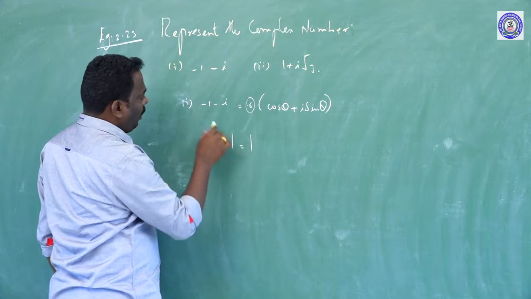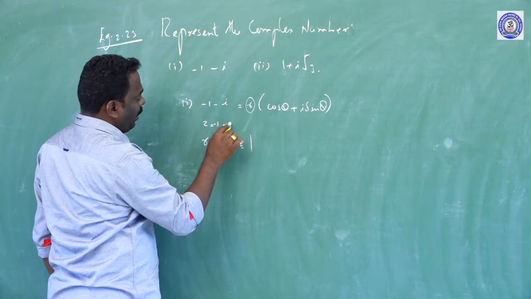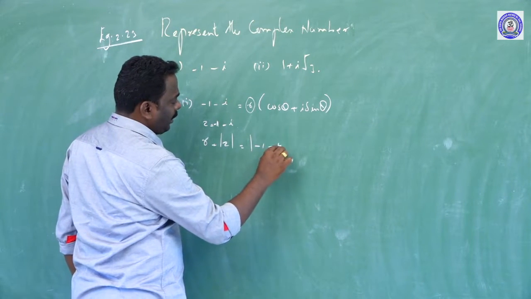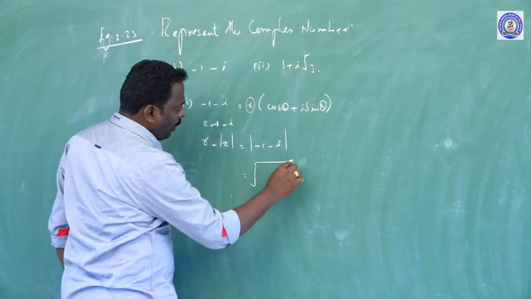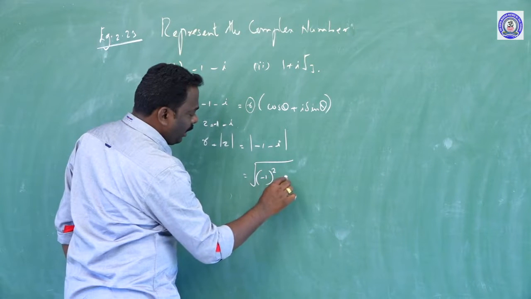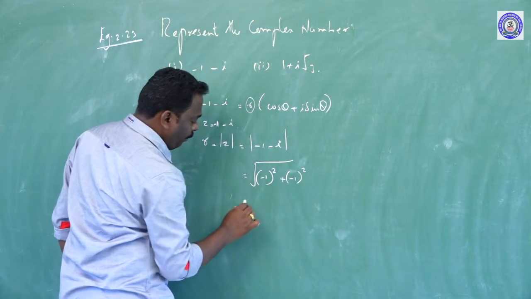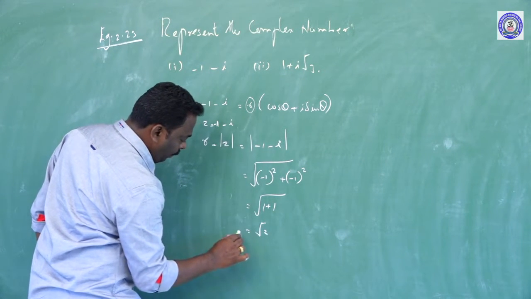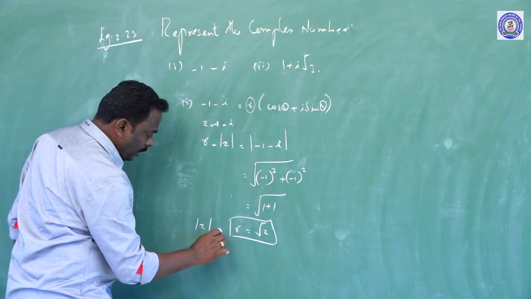z is defined by z equal to minus 1 minus i, the given complex number. Therefore, modulus of z equals the square root of (minus 1) whole square plus the coefficient of the i term, minus 1, whole square. That is equal to the square root of 1 plus 1, that is root 2. That is the r value, the modulus of z, equal to r.